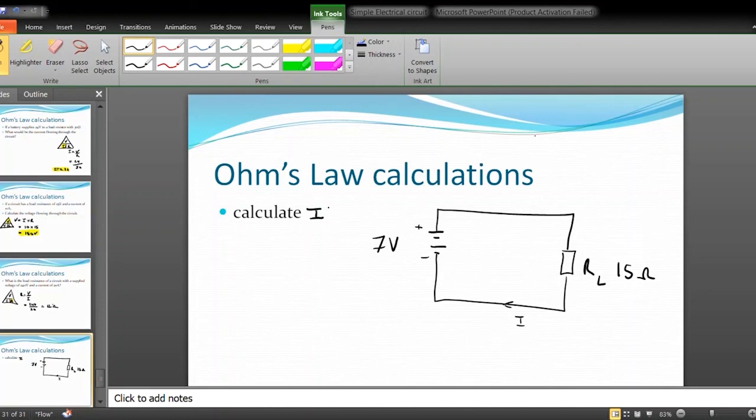So we're going to find I. I, which is the current, is equal to voltage divided by resistance. The voltage is 7 and the resistance is 15. So 7 divided by 15 we'll have 0.47 amperes.